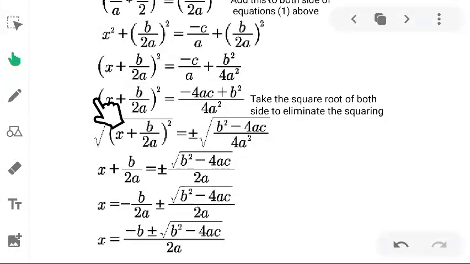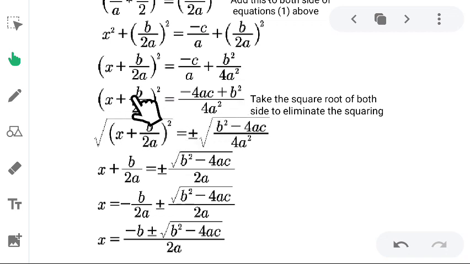Having arrived where you say x plus b over 2a, then you consider taking the LCM on the denominator on this side in order to factorize these two together. The LCM of a and 4a squared is what? 4a squared. So when you say a in 4a squared, you have 4a. 4a times minus c, you have minus 4ac. 4a squared in 4a squared, you have 1. 1 times b squared, you have plus b squared.